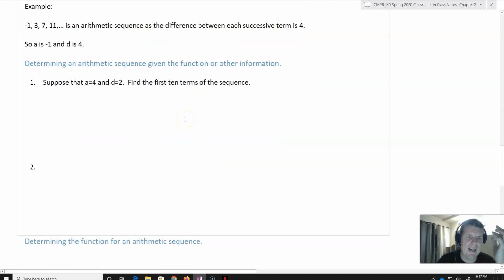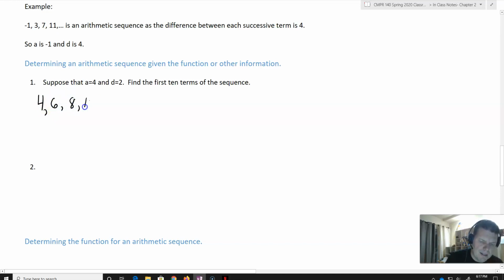Now let's take a look at an example. Let's suppose that we have a equals 4 and d equals 2. Find the first 10 terms of the sequence. Well, if a is 4, that means we're going to start with 4. And then d is 2, so it's 4, 6, 8, 10. Notice I'm just adding 2 every time. 12, 14, 16, 18, 20, 22. There's my first 10 terms of the sequence.